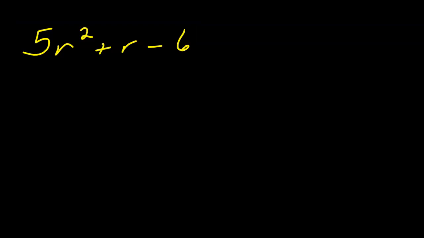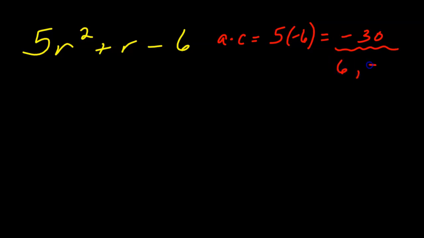All right, so I need to multiply a times c because my a, the number in front of my quadratic term, is not equal to 1. So a times c, which means I need 5 times negative 6. That's going to give me negative 30. So now I need factors of negative 30 that add up to 1. So let's go with 6 and negative 5, because 6 times negative 5 will give me negative 30, but when I add them, positive 6 and negative 5 gives me a positive 1, which is what I need right here because this is a positive 1.